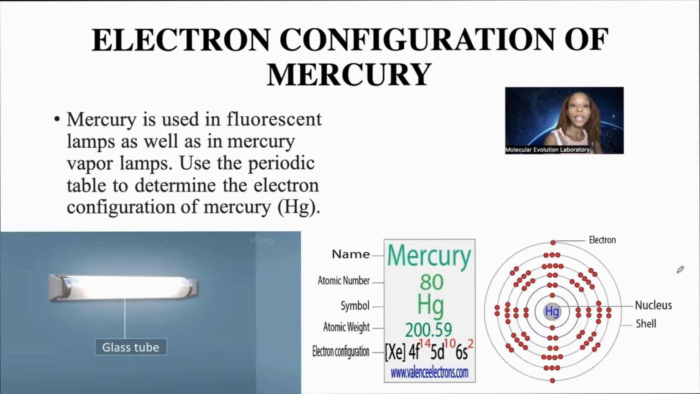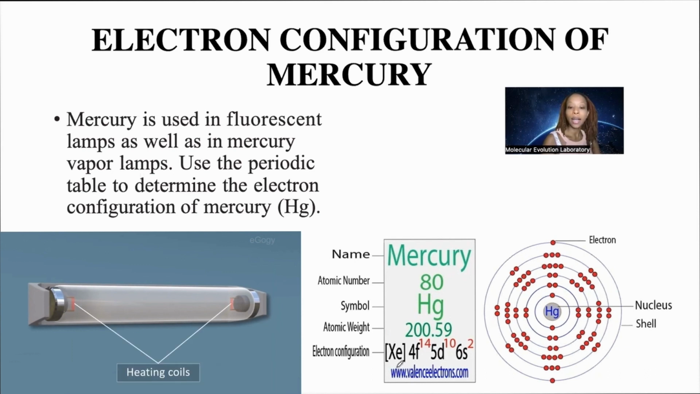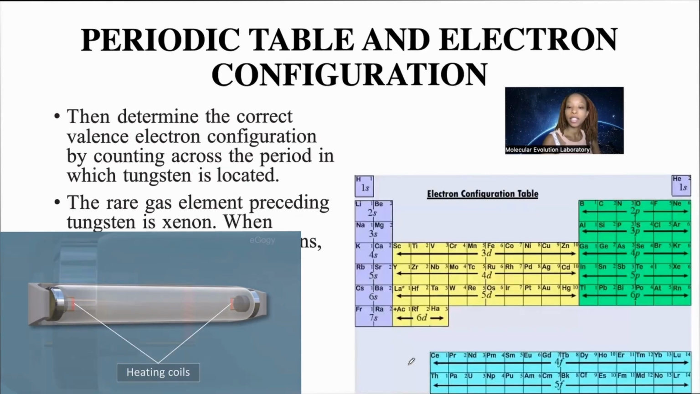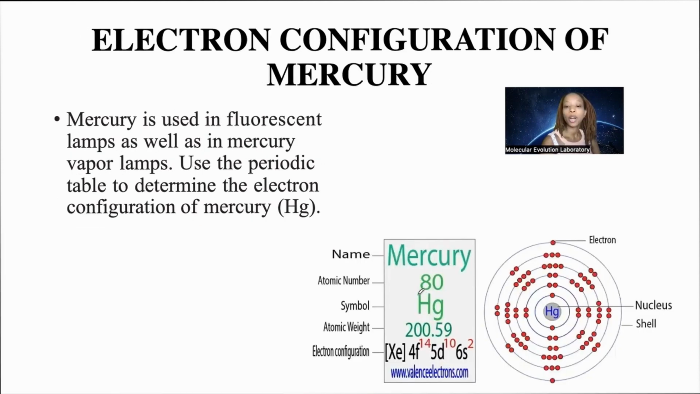Mercury is used in fluorescent lamps as well as mercury vapor lamps. Use the periodic table to determine the electron configuration of mercury. Here again we use xenon, because mercury is here with an atomic number of 80. It's ideal to use the inert gases, due to their high atomic number, and create the configuration as a result.